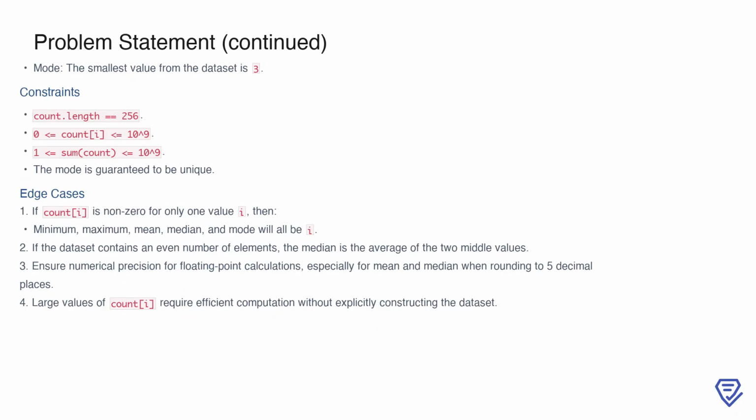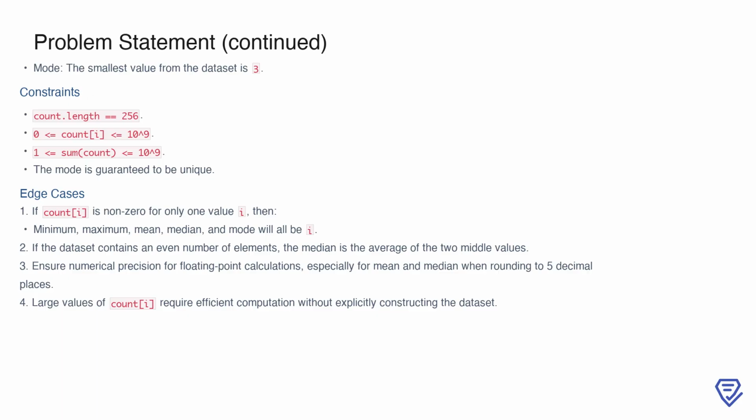Moving on to another example, let's consider count equals 0, 0, 0, 1, 0, 0, 1, 0. This dataset contains just two numbers, one occurrence of 3 and one occurrence of 6. From this, we can identify the statistics. The minimum value is 3, and the maximum value is 6. The mean is calculated as the sum of the values, 9, divided by the total count, 2, giving us 4.5.